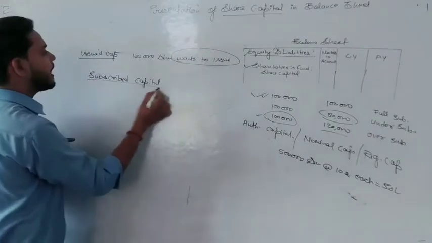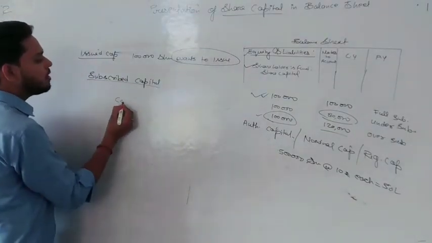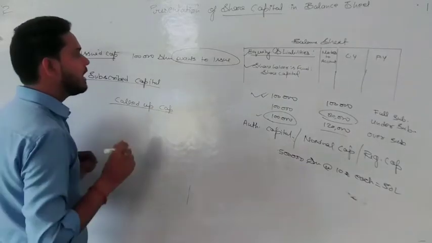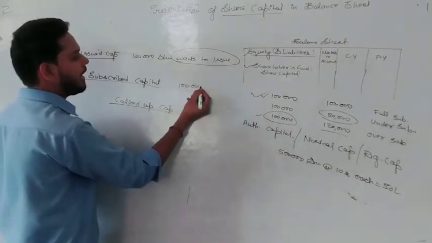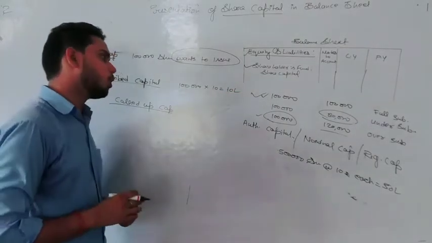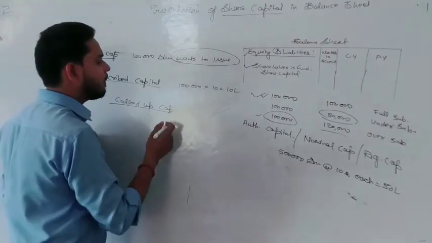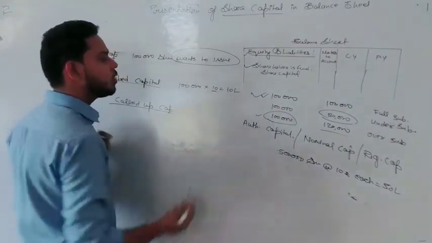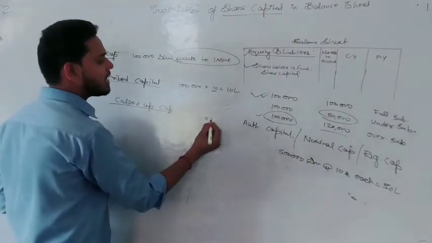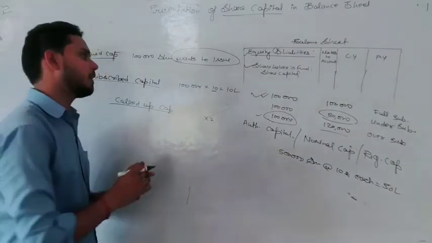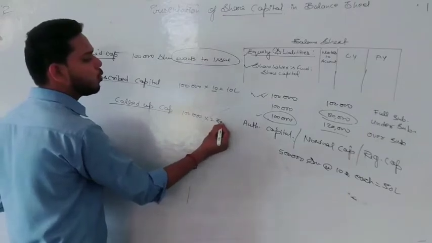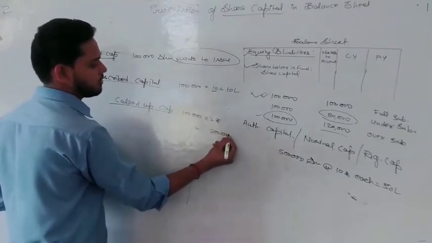Now from this subscribed capital, whatever amount the company asks from the public is known as called up capital. Let's suppose the public subscribed for 1 lakh shares at the rate of 10. So subscribed capital will be 10 lakh, right? Now from the subscribed capital, the company doesn't want these 10 rupees all in one payment. The company decided that they will ask only 2 rupees at the present time. So the called up capital will be 1 lakh into 2 rupees, which means 2 lakh rupees.